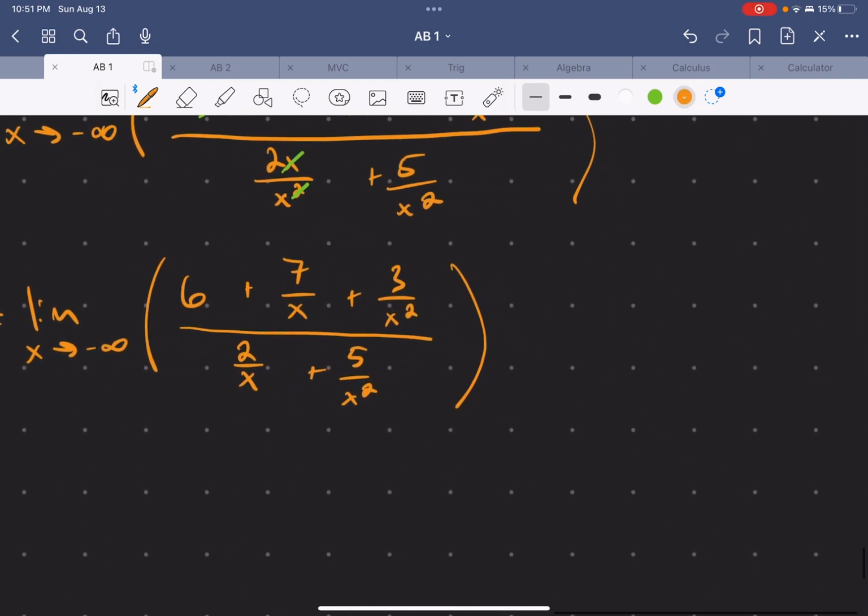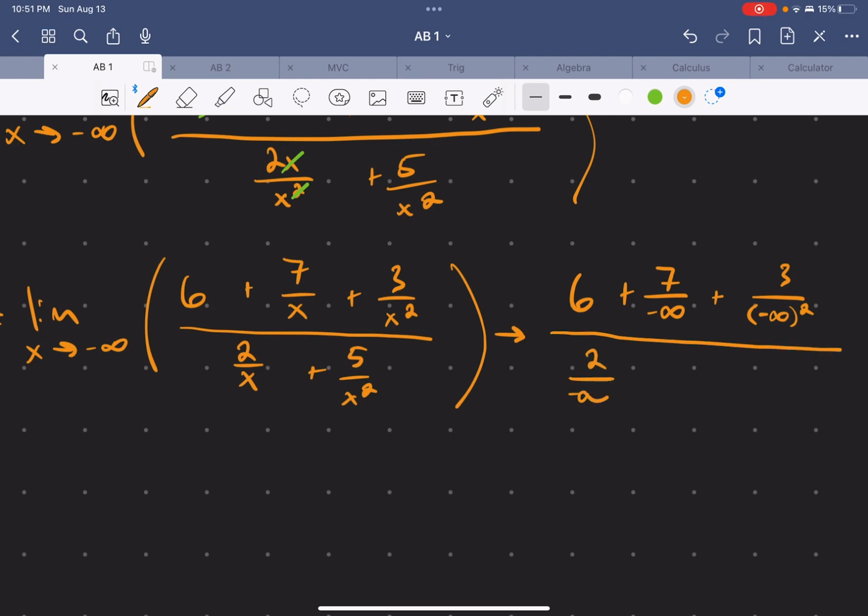All right, so now let's try the direct substitution. So I'm plugging in infinity, so I'm going to use an arrow here, being careful not to say that these are equal. And then I'm going to have 6 plus 7 over negative infinity, plus 3 over, well, this is going to be a negative infinity, and I'm squaring it. So if I square a negative infinity, that does actually make it positive. So it'd be a positive infinity for that denominator. And then in the bottom here, I've got 2 over negative infinity plus 5 over negative infinity squared.